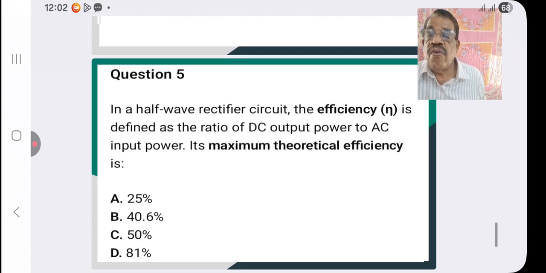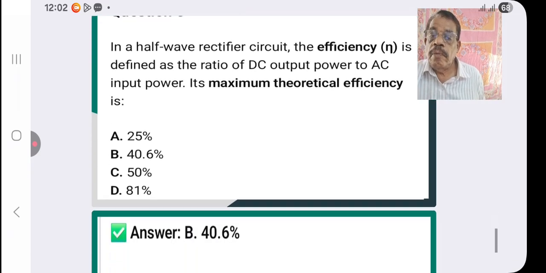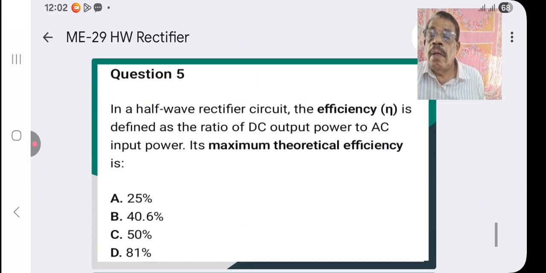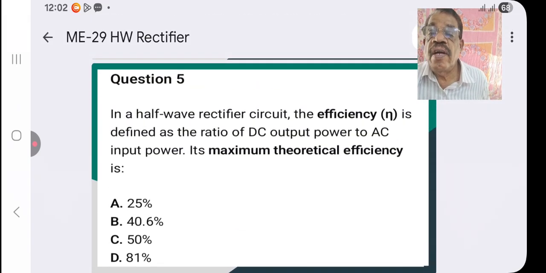Question number 5. In a half-wave rectifier circuit, the efficiency eta is defined as the ratio of DC output power to AC input power. What is the maximum theoretical efficiency? Simply, the question is the maximum efficiency of a half-wave rectifier.